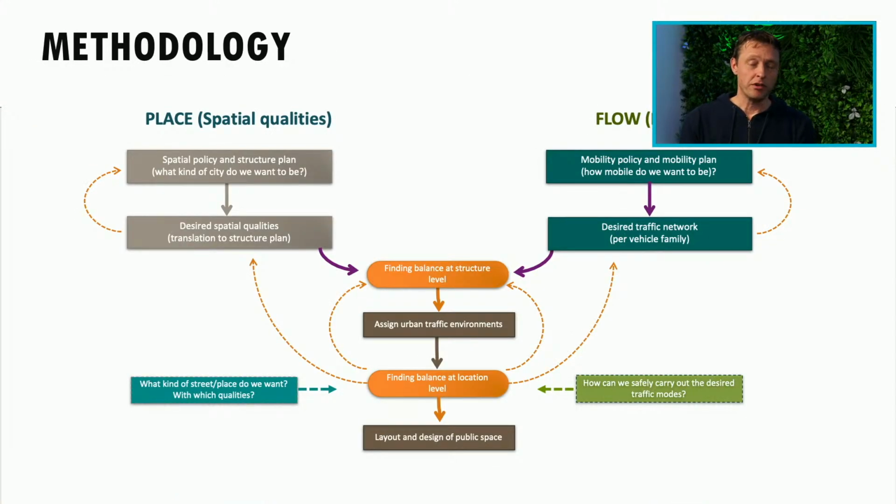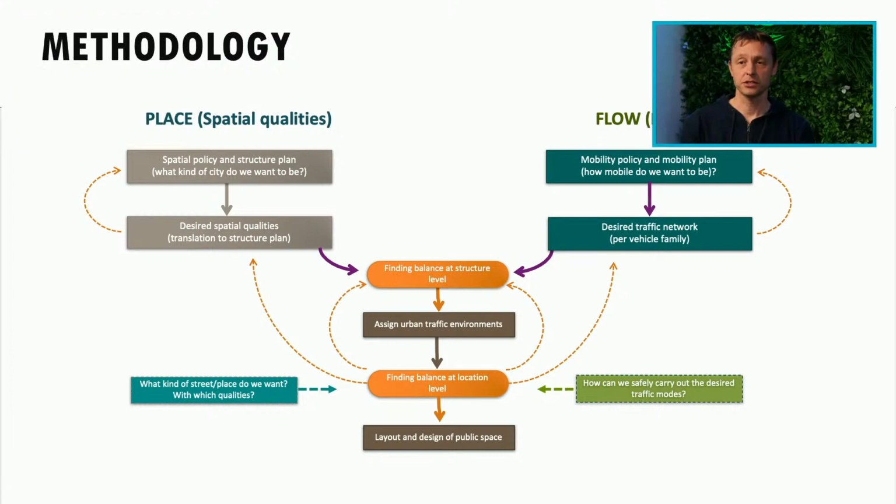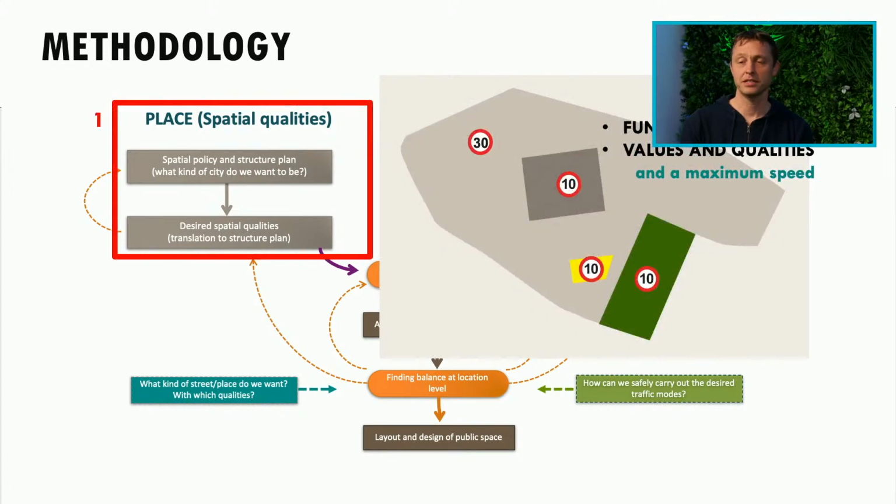Here's an overview of our methodology. On the left you see place, on the right you see flow. And in the end we're going to bring them together. But first, and Lennart has talked a lot about it, we start with place. Can you show the first pick on place?